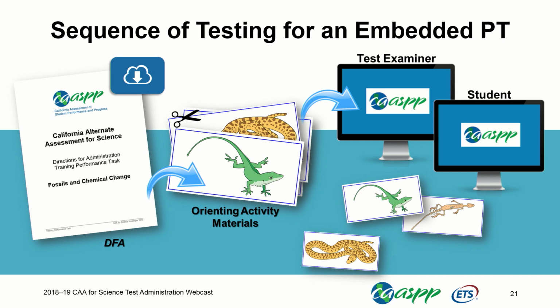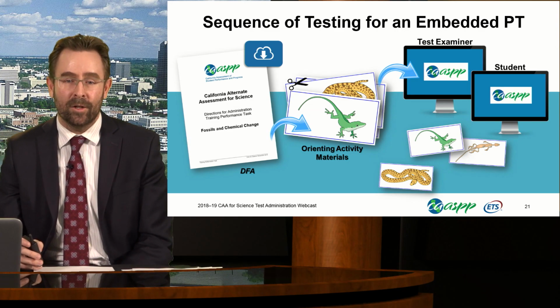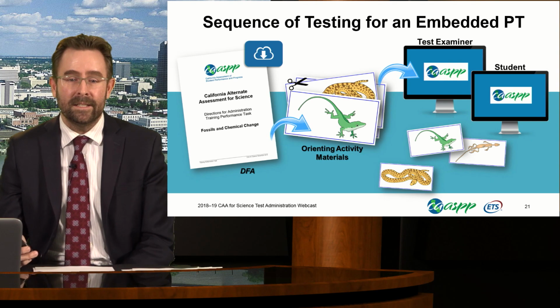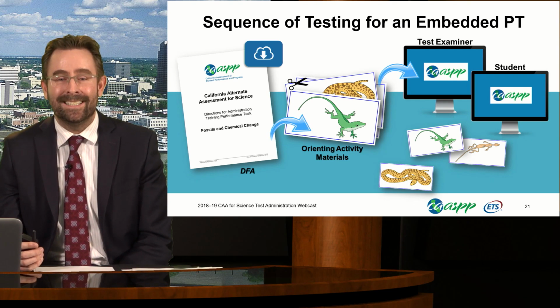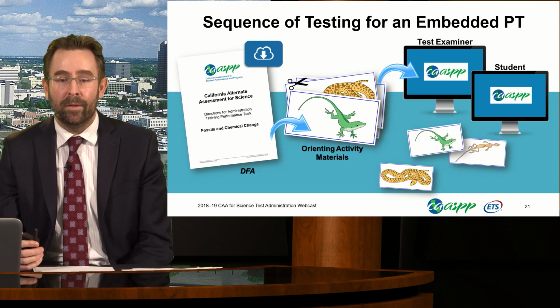So once that's done, the test examiner administers the rest of the first 5 questions. Then they'll be prompted to give the second orienting activity. After this, the last 5 test questions of the embedded performance task are administered. Once testing is concluded, test examiners will select the In-Test button in the test delivery system, and that will prompt the system to present the 3 survey questions that the test examiner will answer about the student's engagement with the embedded PT.